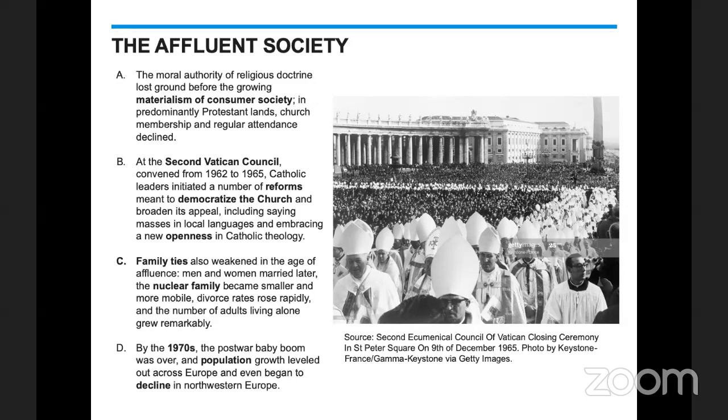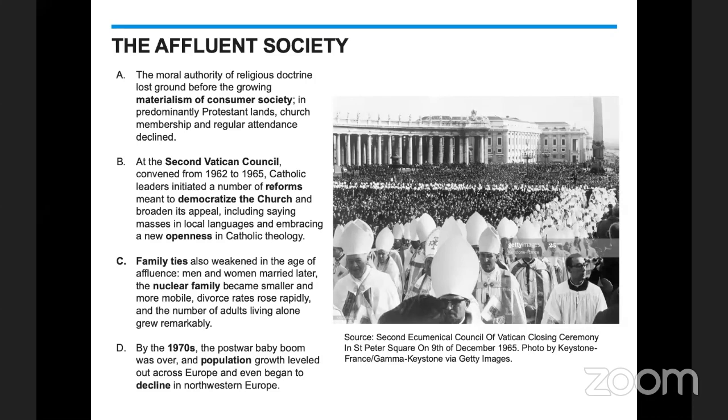And in B, at the Second Vatican Council, which convened from 62 to 65, Catholic leaders initiated a number of reforms meant to democratize the church and broaden its appeal, including saying masses in local languages and embracing a new openness in Catholic theology. Up until 1965, before Vatican II, as they called it, the Mass was still said in Latin no matter where you lived. You could be living in New York and the Mass would be spoken in Latin. After Vatican II, the vernacular language, the language of the people, became part of the Mass. This was an attempt to make it more appealing, more open, more understood by people, so that church attendance does not decline.